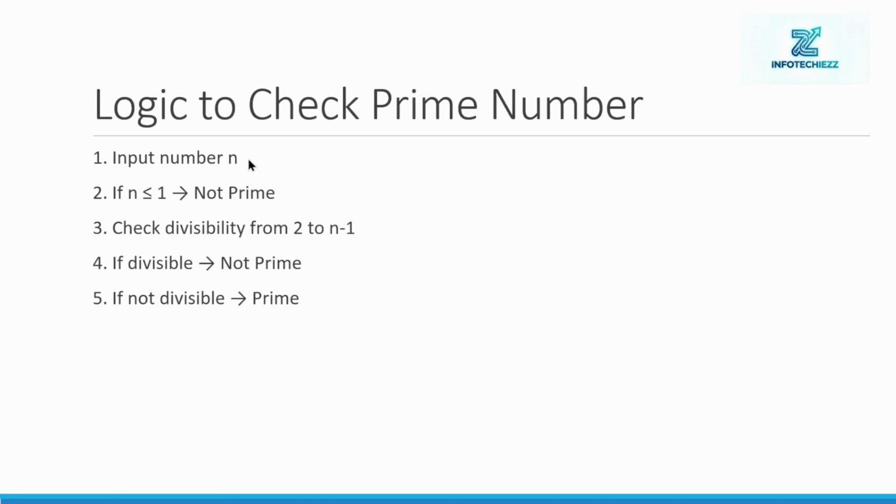For that we just have to take an input from the user. We have to check the condition: if n is less than or equal to 1, that is not a prime number. And we have to check the divisibility from 2 to n minus 1. If it's divisible, that is not a prime number. If it's not divisible, it is a prime number. If the number is divisible by 2, 3, 4, 5, it is not a prime number. If it is only divisible by 1 and the number itself, that is a prime number.